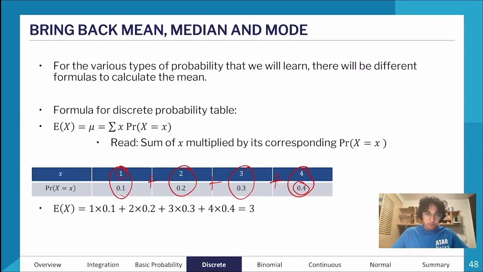And so you can see here, all I've done is 1 times 0.1 plus 2 times 0.2 plus 3 times 0.3 plus 4 times 0.4. And using that, the mean has worked out to be 3, which is pretty neat.